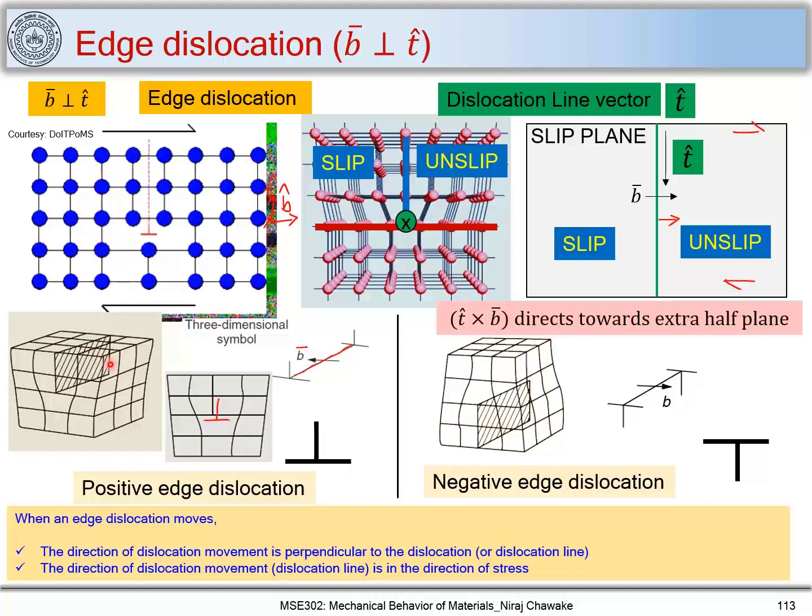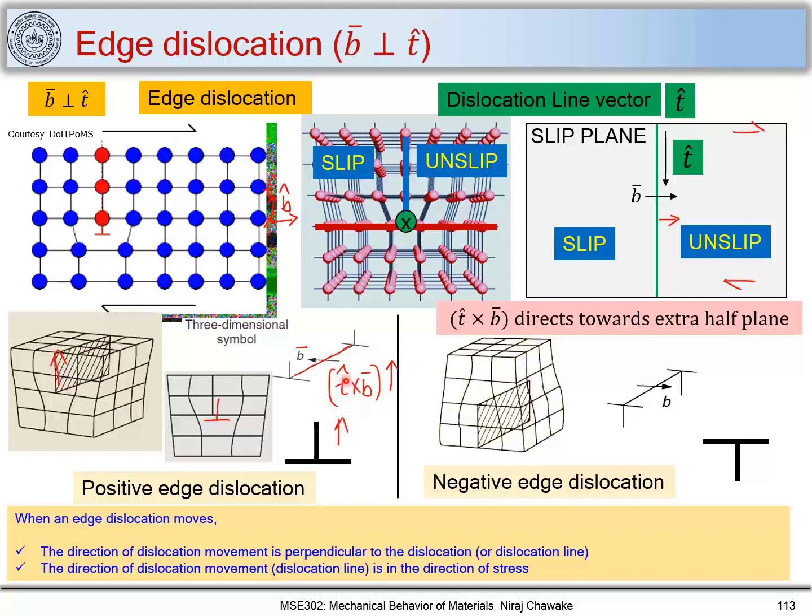Now mathematically, how will you define it? We have defined edge dislocation with respect to B and T, that is the Burgers vector and the dislocation line vector. So mathematically we define T cross B. If T cross B directs towards the extra half plane, let's say T cross B is in the upside, let me write it down, T cross B gives up direction, this is called a positive edge dislocation.